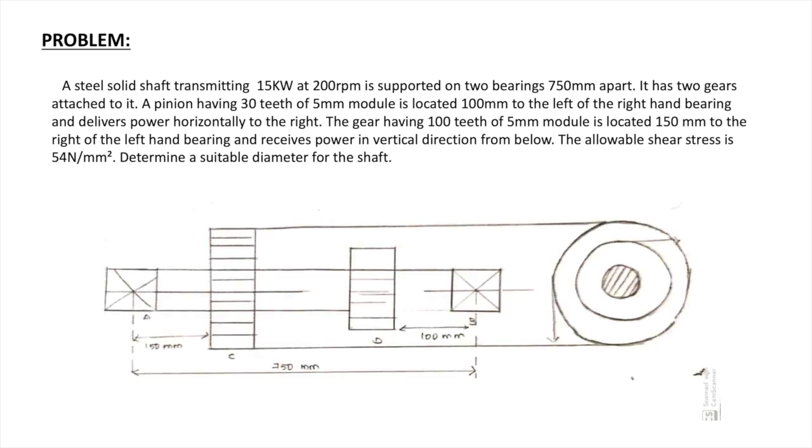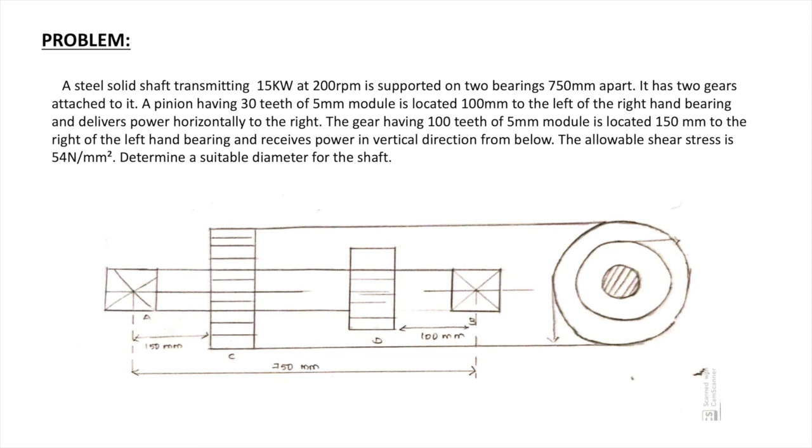The pinion is located to the left of the right hand bearing, at a distance of 100 mm, and the gear, which is represented as C, is located 150 mm to the right of the left hand bearing. The problem clearly states that the pinion delivers power horizontally to the right, and the gear receives power in vertical direction from below. These are the factors where we'll be finding the bending moment further. And ultimately, the allowable or the maximum shear stress is given as 54 Newton per mm square, which we would require to find out the suitable diameter of the shaft.